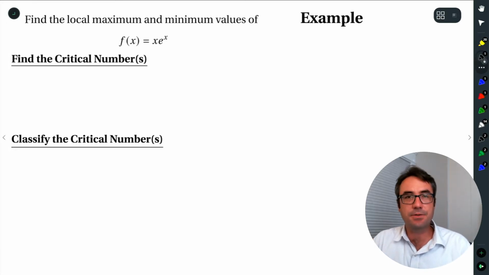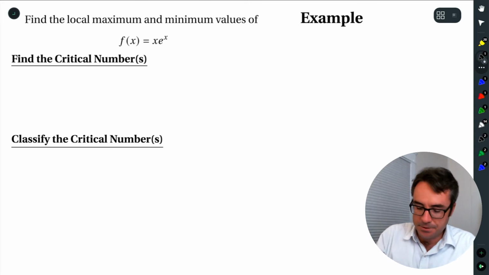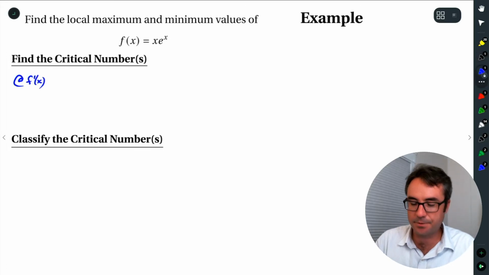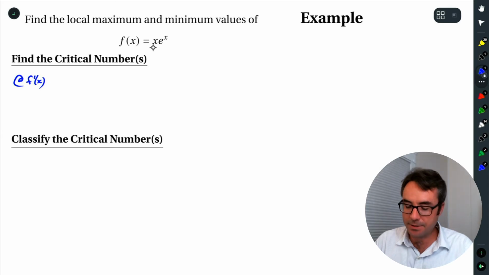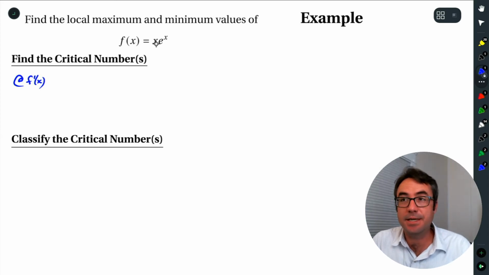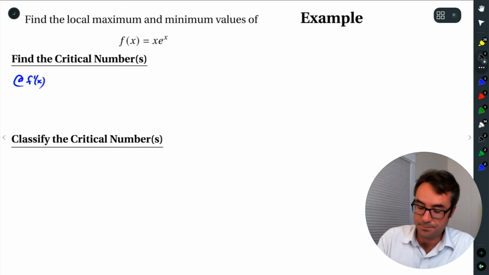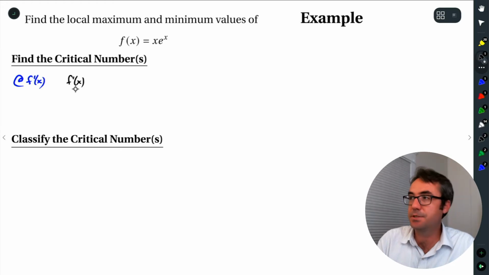Well, that means we need to calculate the derivative and then look at where the derivative is 0 or undefined. So let's get our derivative. First thing we need here, derivative. And if we look at this, it's a product. It's x times e to the x. It's a product of two x terms here. So we have to use product rule. All right, so let's do our product rule.